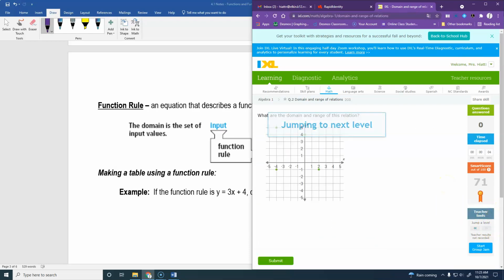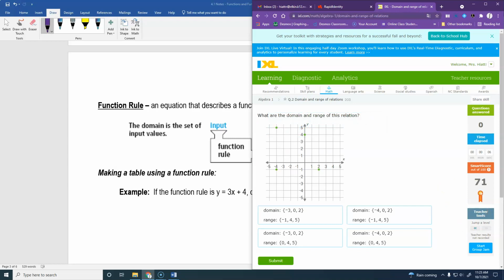If you get a problem like this on your Excel and it gives you a graph and asks you for domain and range, what should you do first? Look at all, guys, sit down and listen to me. You're all going to have questions here in a minute.